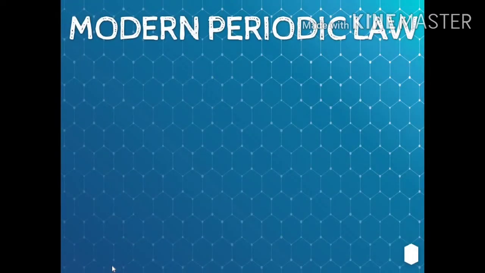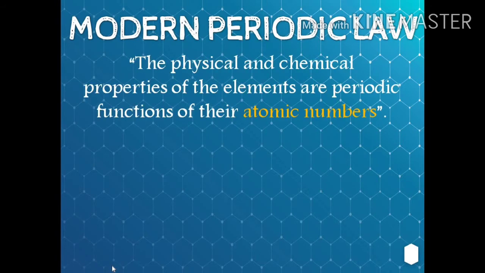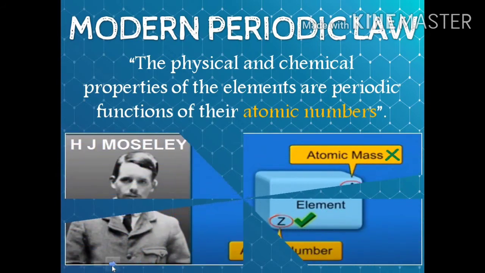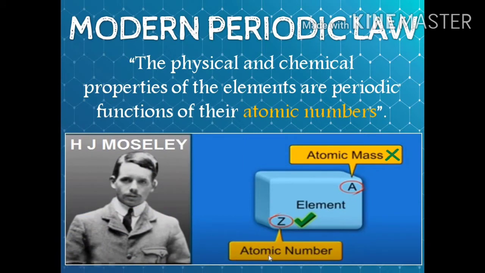The modern periodic law. Let us learn about the law. I have told you that you should state the law as it is given by the scientists. Modern periodic law states that the physical and chemical properties of elements are periodic functions of their atomic numbers. The only difference between Mendeleev's periodic law and the modern periodic law is that you have to replace the atomic mass with atomic number, that is all. Now here we know that he considered atomic number as the basis of classification and not atomic mass.